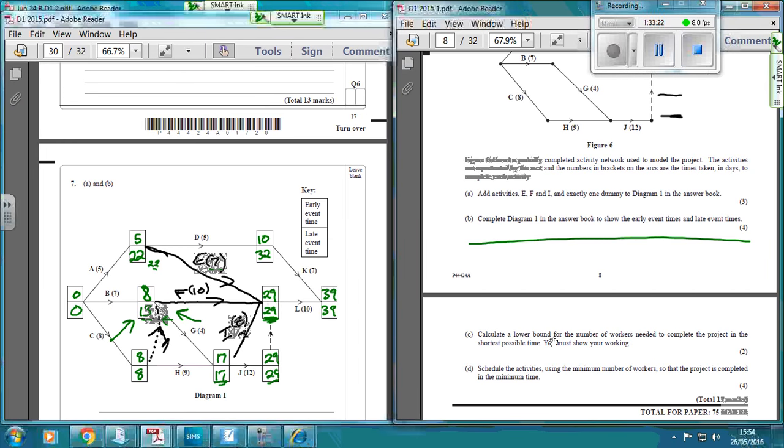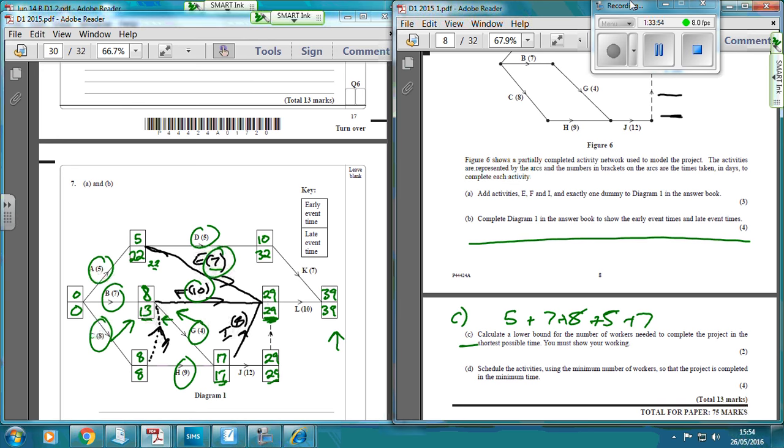Calculate a lower bound for the number of workers needed to complete the project. For part C, we add up all of the event times and divide by the finishing time. So 5 plus 7 plus 8 plus 5 plus the 7 that we've put down here, don't forget that one, plus 10 plus 4 plus 9 plus 8 plus 7 plus 10 plus 12.